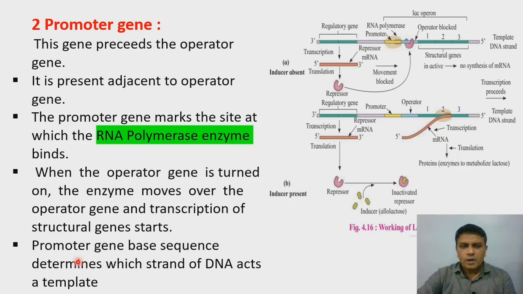The promoter gene base sequence determines which strand of DNA acts as a template. Now you know that DNA is a double stranded structure, and on one of the DNA strands messenger RNA is produced. So this promoter will determine which strand will act as a template, that is, on which strand the messenger RNA is produced. So the promoter gene plays an important role in the process of lactose metabolism.